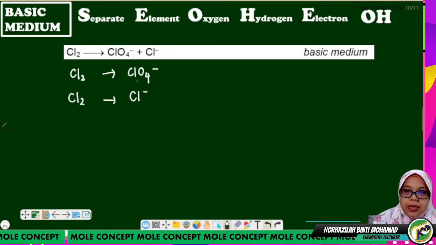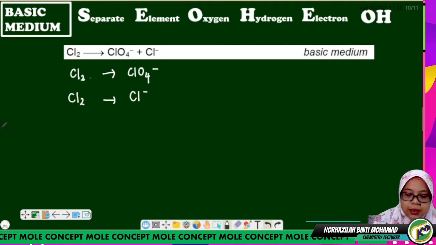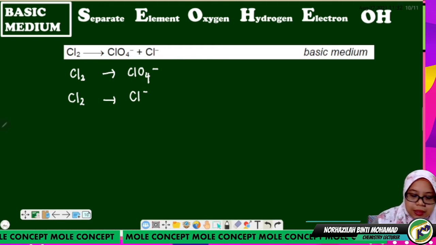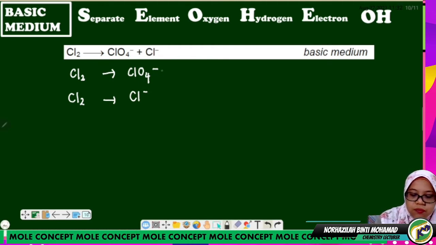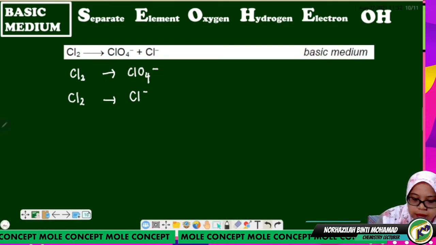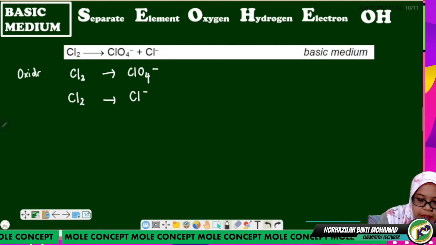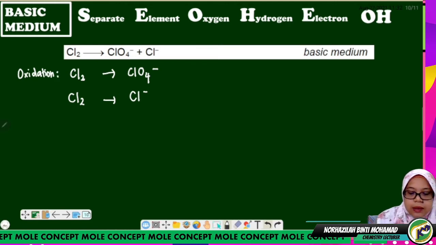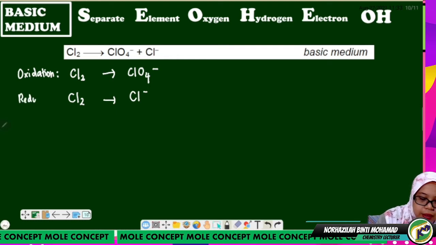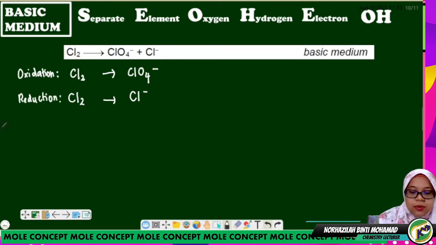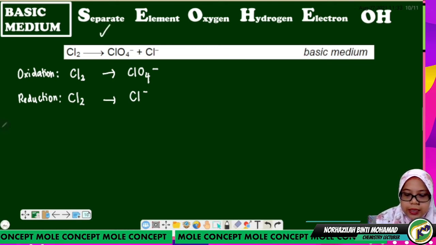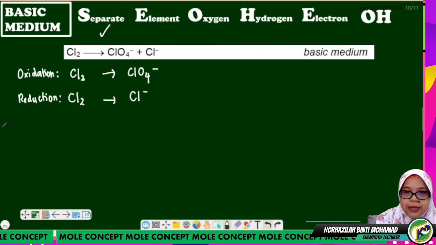The oxidation number has increased from 0 in the reactant to 4 in the product. So the oxidation number is increased, which means that Cl2 to ClO4 minus is the oxidation reaction. So automatically the other equation is the reduction equation. Okay, so then we separate the equation, and then we balance the elements.